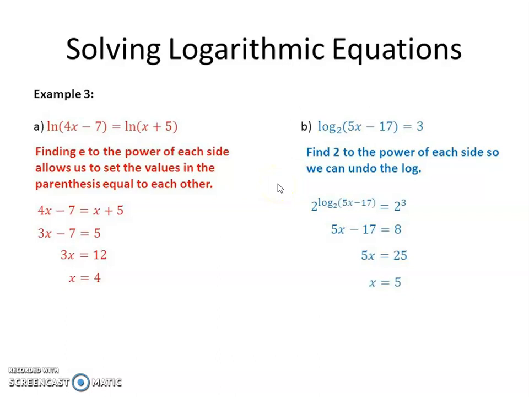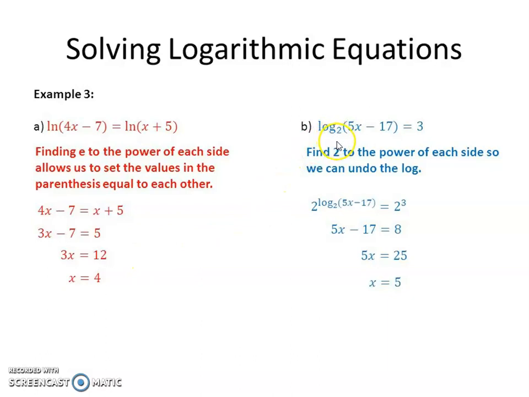Before going to the second example, we must remind ourselves that if ln is given, it does not matter which base is mentioned, we have to consider e as the only base. So ln of m is equal to ln of n means m is equal to n. That's why ln gets cancelled and we derive only the terms inside. Be careful about this step.